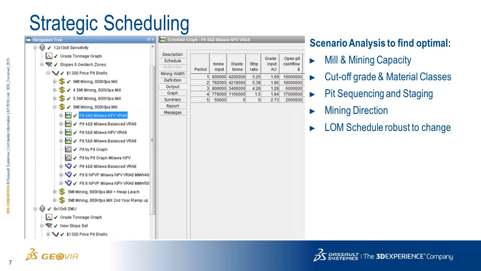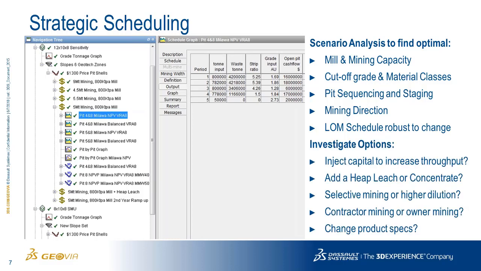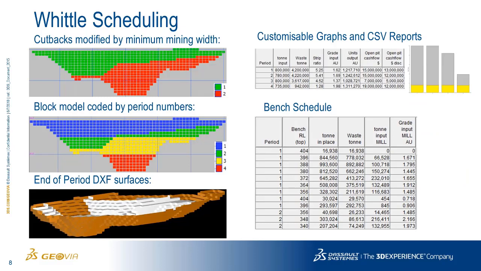But essentially the Whittle tool is then going to schedule out and produce a schedule. So what are we going to see in the schedule? Obviously the end products, with customizable reports. As I was saying, the most important one is probably a year by year breakdown of the main physicals, strip ratio, input grade, stockpiling information, cash flow, things like that. Obviously that could be numeric or graphical.